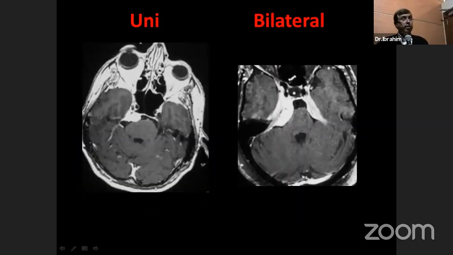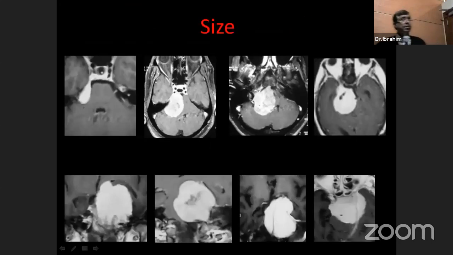You look whether the tumor is unilateral or bilateral. But in this case, bilateral, you have to think of sarcoidosis. I did all the tests for sarcoidosis, it was negative. This was a meningioma, an unusual case of mine. Size could be small, could be huge.